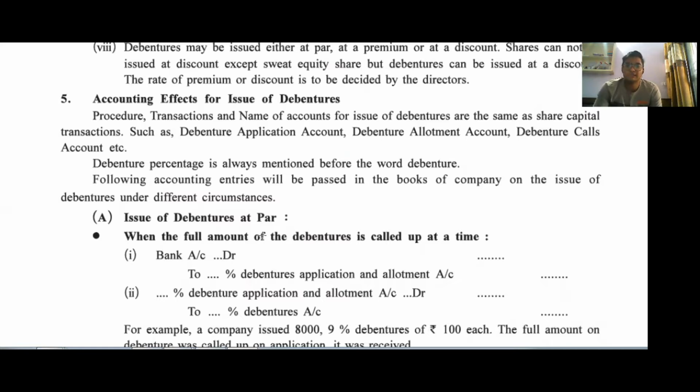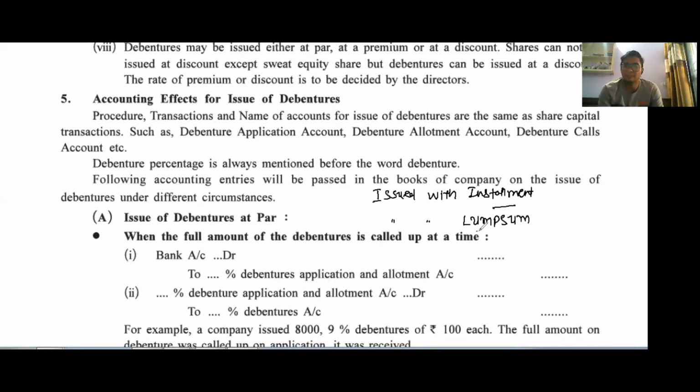It means when debentures are issued. Now, here there are options. That is, if debenture is issued with installment or lump sum. If debenture is issued with installment, then there are again four installments as per chapter number 1, equity share: application, allotment, first call as well as final call.